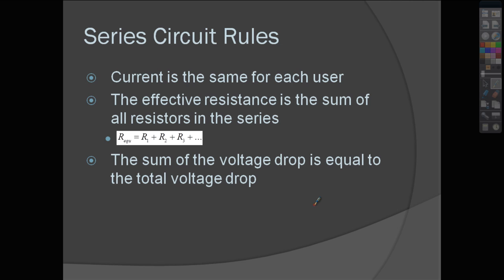The sum of the voltage drops is equal to the total voltage drop. So the equivalent voltage equals the voltage drop across the first one, plus the voltage across the second resistor, plus the voltage across the third resistor, plus however many you have.